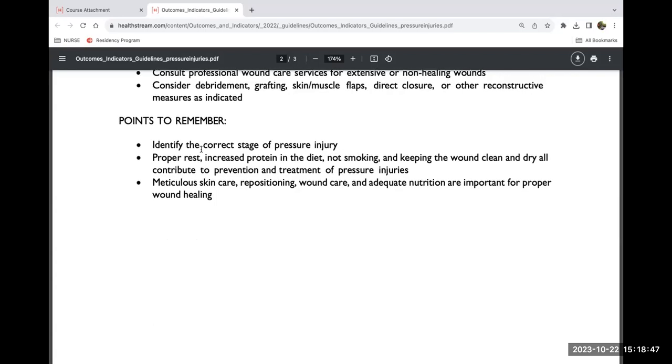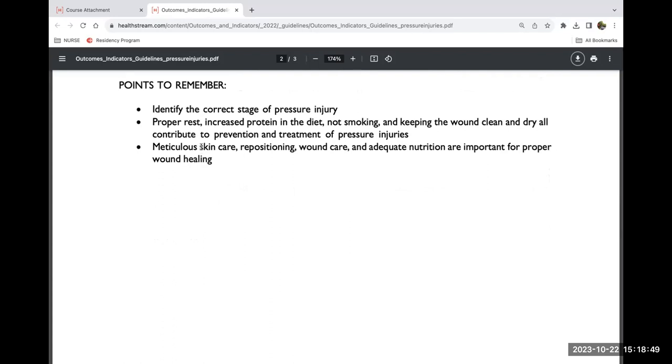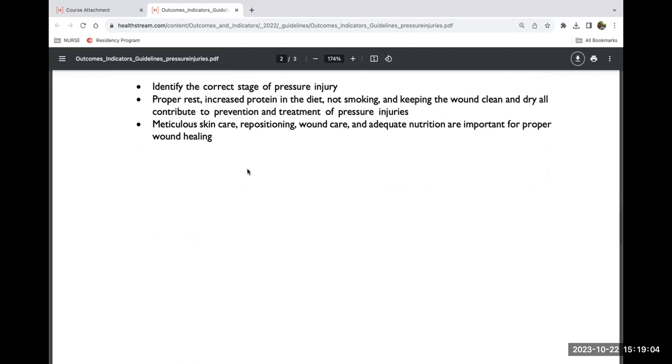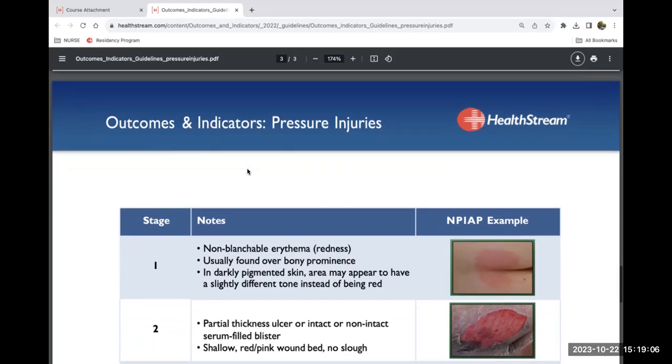Points to remember: identify the correct stage of pressure injury, proper rest, increase protein in diet, not smoking, and keeping the wound clean and dry all contribute to prevention and treatment of pressure injuries. Meticulous skin care, positioning, wound care, and adequate nutrition are important for proper wound healing.